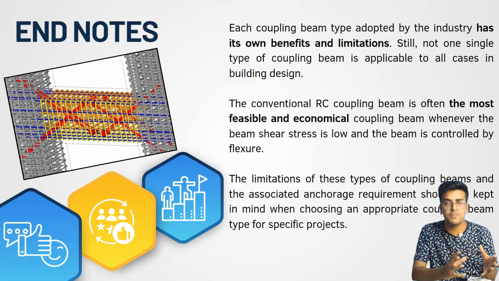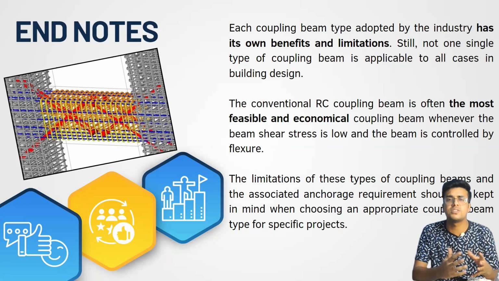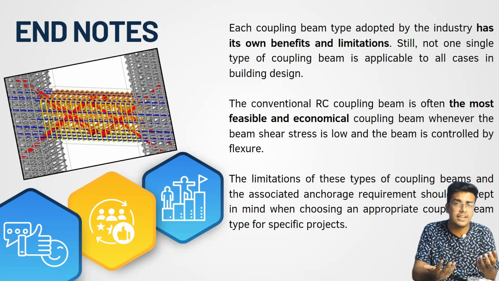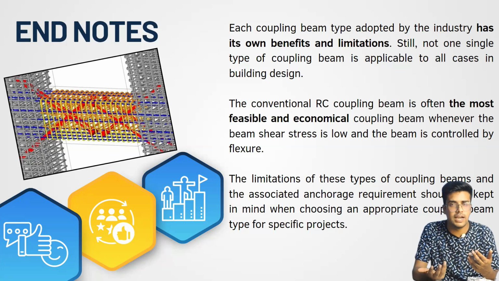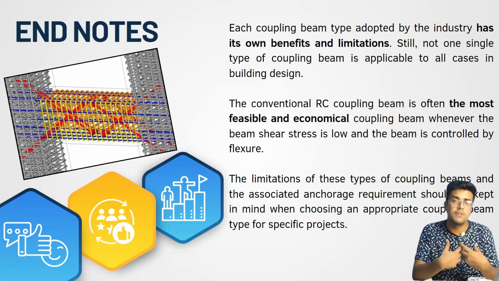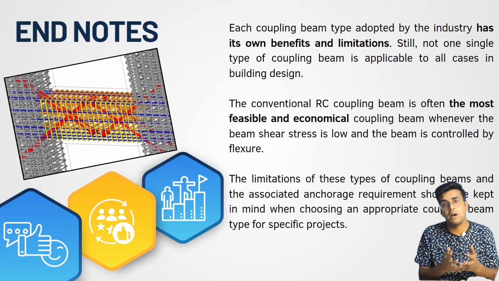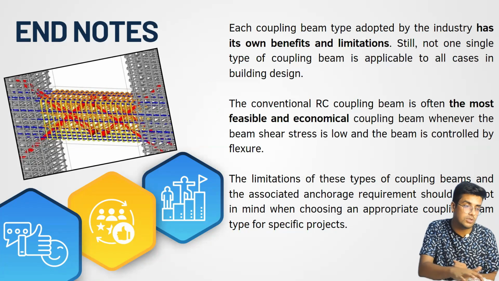If the seismicity of that particular area is quite low, you don't need strong coupling beams. You can go with the low coupling ratio, and for the other case you can go with the high one. Or if the stress is very high, you can go for the hybrid ones also.